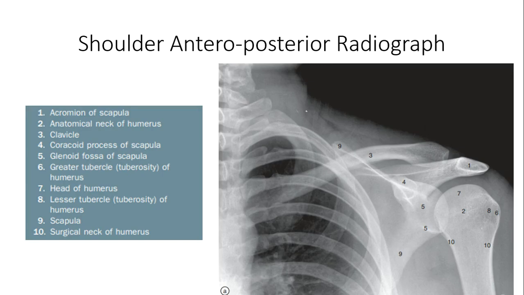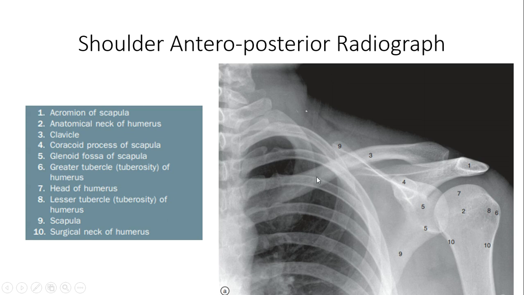This is the first x-ray you see on your screen, and it is an anterior posterior view of the upper part of the upper limb. And you can see three bones: the clavicle, the scapula, and the upper part of the humerus.